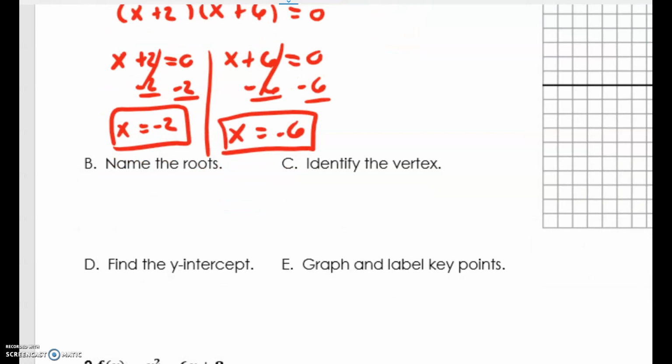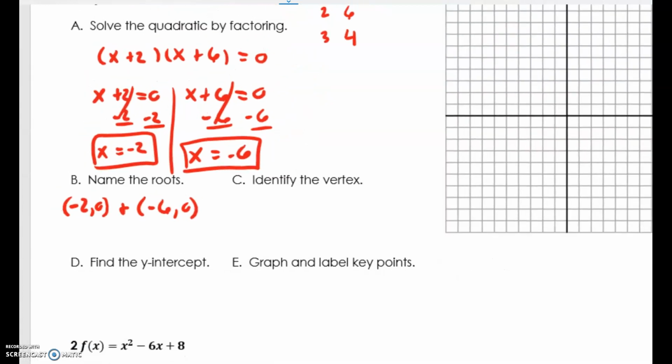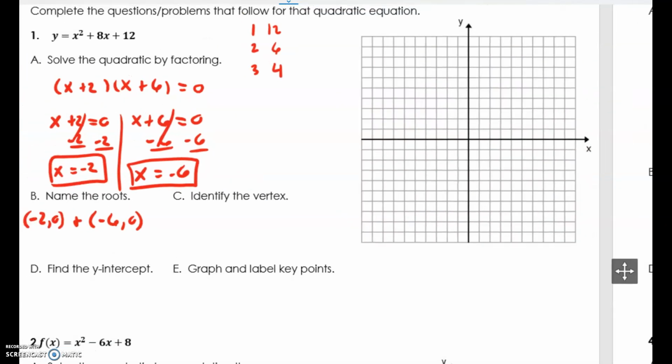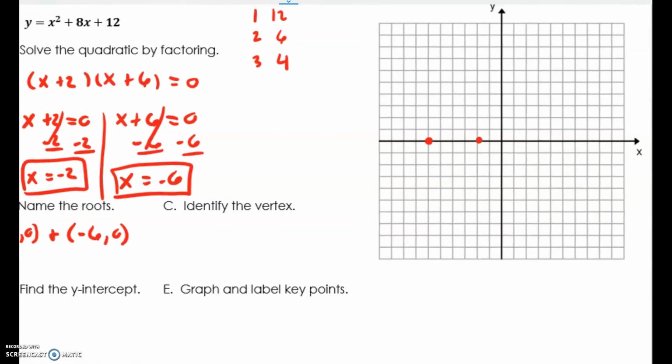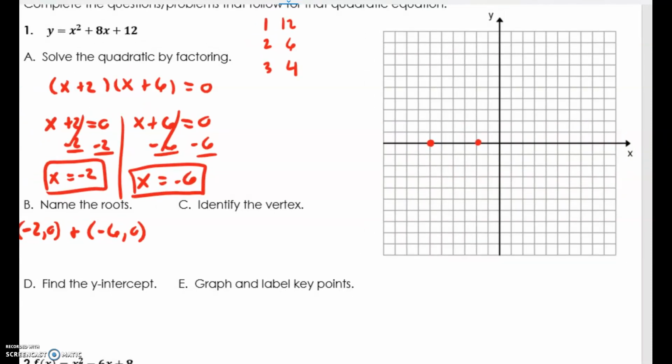Okay? Name the roots. The roots are where it crosses the x-axis, so it's really the solution. So what we just found are the roots: negative 2, 0 is one of our roots, and negative 6, 0 is the other one. Now it wants me to find the vertex, but in order to find the vertex, I need to plot those roots down. So if I plot those points, negative 2 and negative 6, the vertex is going to take place in the middle of those two numbers, right?